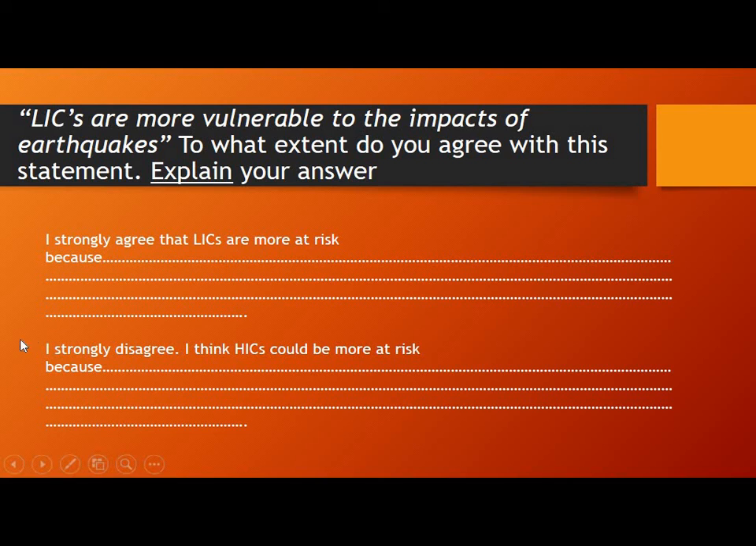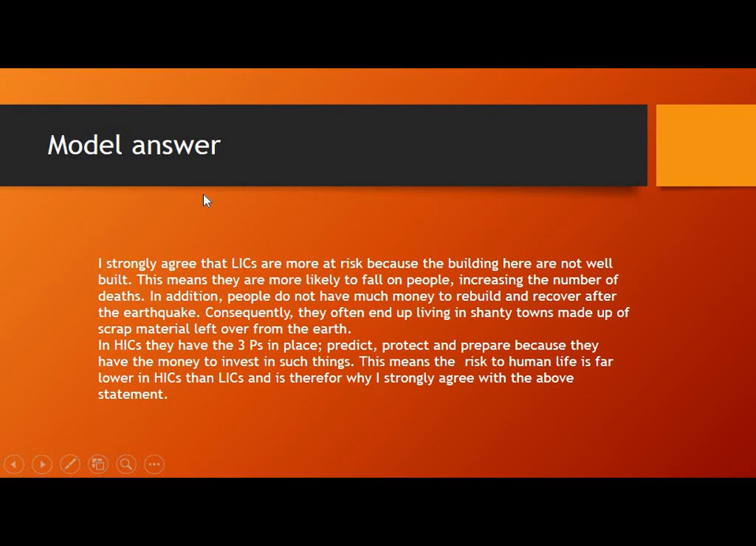Okay, welcome back. So, here's the model answer that I was given. I strongly agree that LICs are more at risk because the buildings here are not well built. This means they are more likely to fall on people, increasing the number of deaths. In addition, people do not have much money to rebuild and recover after an earthquake. Consequently, they often end up living in shanty towns made up of scrap material left over from the earthquake. In HICs, they have the 3 P's in place: predict, protect and prepare, because they have money to invest in such things. This means the risks to human life is far lower in HICs than LICs, and is therefore why I strongly agree with the above statement.